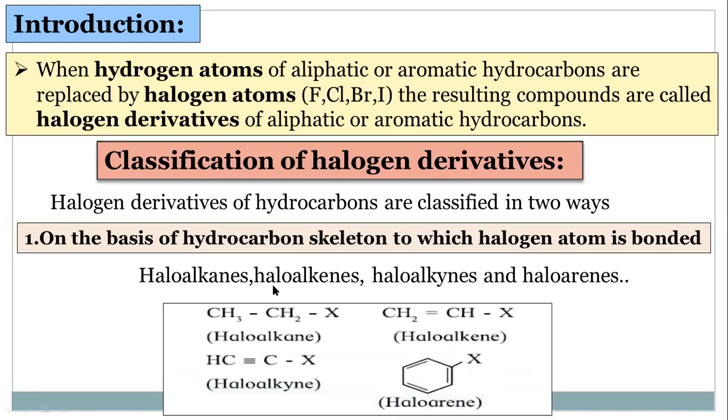Then some examples are given here. See this first example. This is an example of an alkane. One hydrogen here is replaced with halogen. So these are called haloalkanes. In these alkenes, one hydrogen is replaced here. So these are called haloalkenes. These are haloalkynes and these are haloarenes. So this is the classification based on the hydrocarbon skeleton.